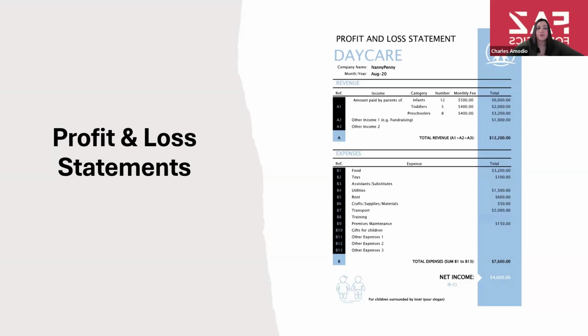One, how much gross earnings they're generating during the time period of the profit and loss statement. So we can either see an annual profit and loss statement, or here we have a monthly profit and loss statement for the month of August. So this shows right here that the insured or the claimant generated $12,200 during the month of August, followed by their expenses, which totaled $7,600, arriving at their net income of $4,600.